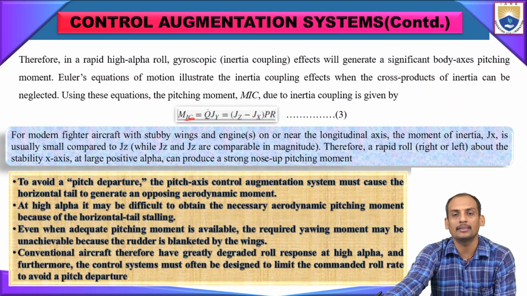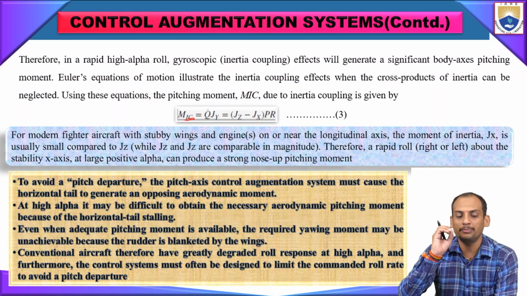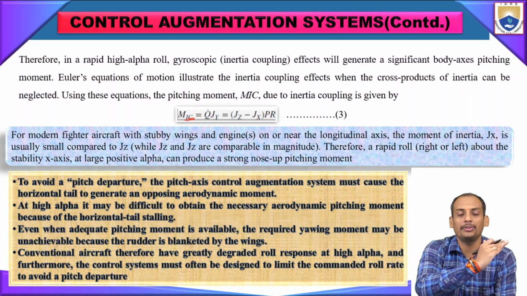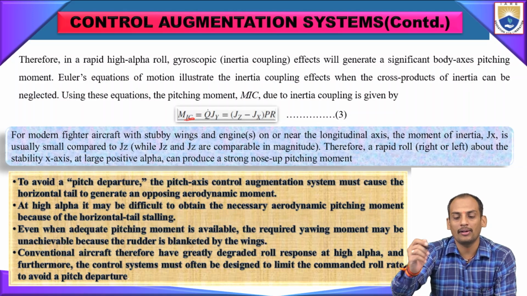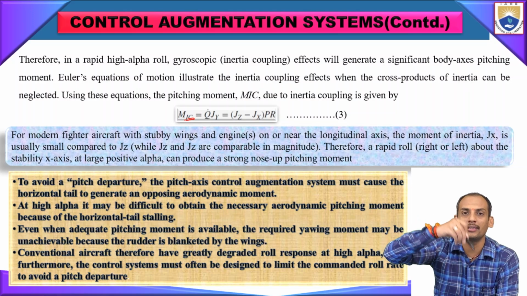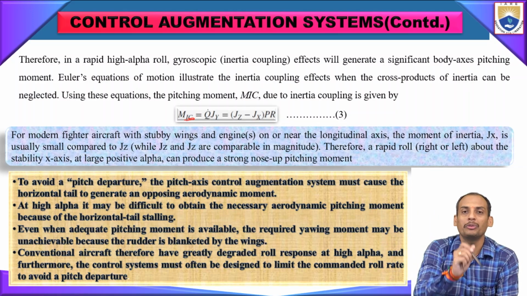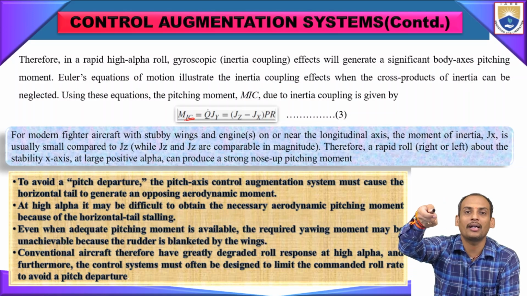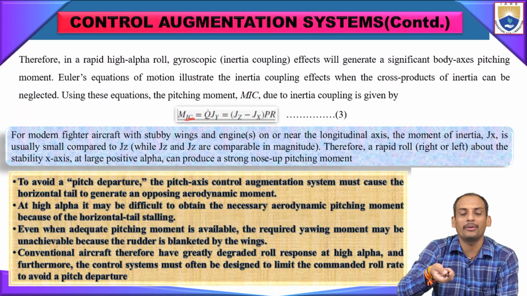So to avoid this pitch departure, the pitch axis control augmentation system should cause the horizontal tail to generate the opposing aerodynamic moment. This pitch departure, the pitching moment reaching higher values, is what we need to avoid. So in the pitch axis where the pitching moment occurs, we need to augment the system to operate at lesser values only. Even if it is going to higher values, it needs to be kept at lower values.